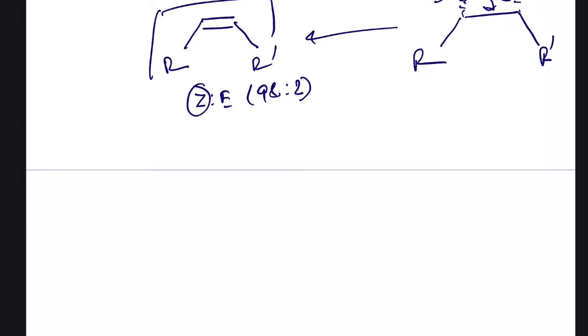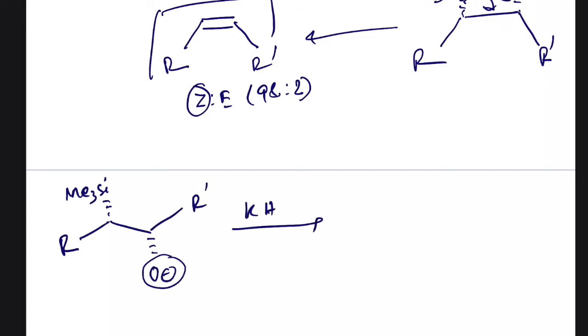But when the silicon and O minus are both below the plane and both are in the syn position, then it will easily chelate in the plane. So we don't need to rotate any bond. So it will give the trans isomer or E isomer as major.